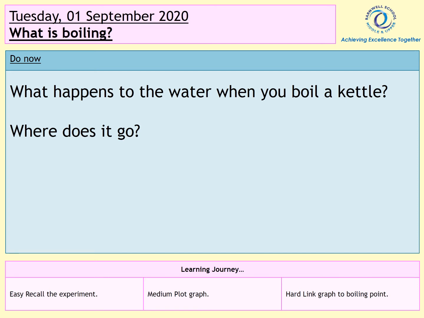This one is called What is Boiling, and you can see the learning journey at the bottom there. You can pause the video and write down those points if you like. Your do now task is what happens to the water when you boil a kettle and where does it go? So please can you pause the PowerPoint now and write down your ideas. We'll get the right answer on the next slide.